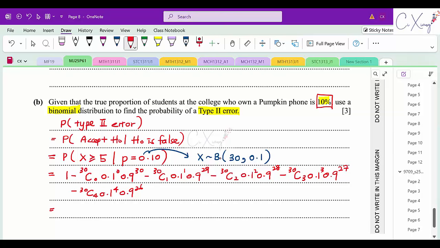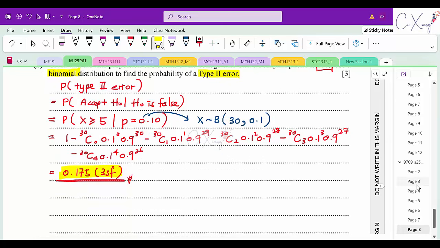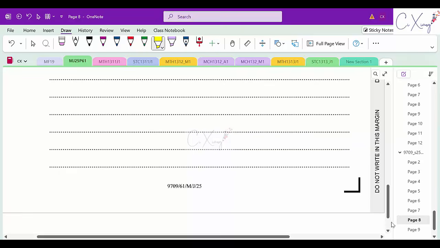Okay, then maybe you need to spend a little bit of time pressing the calculator. Make sure you don't make any careless mistakes. By right, you will get a long value. Then of course, I will cut it short, correct to 3 significant figures. So this is what I have for 6B. Right, then let's continue further, for part C.